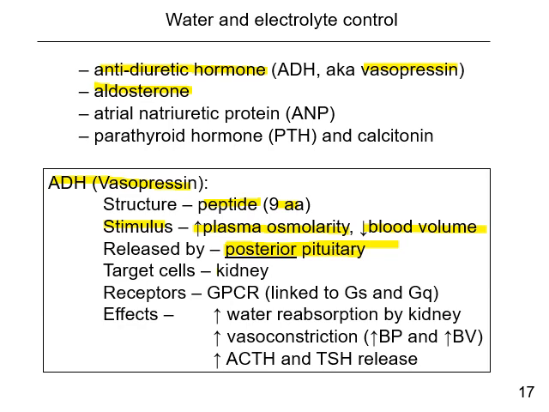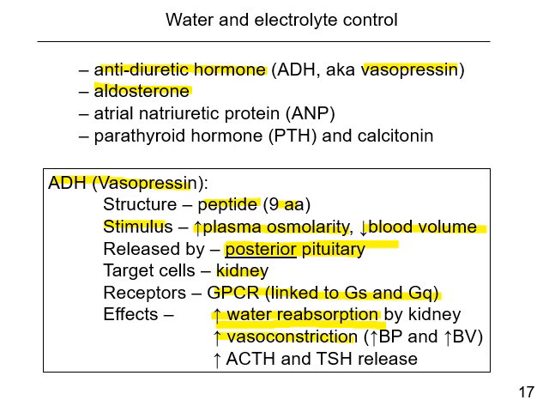The target cells for vasopressin are in the kidney, where they activate GS and GQ receptors that increase the reabsorption of water by the kidney. So if you're dehydrated, you do not want to produce urine to excrete water. You want to conserve water, and that's an increase in water reabsorption. If you want to know about the mechanism, take AMP2.